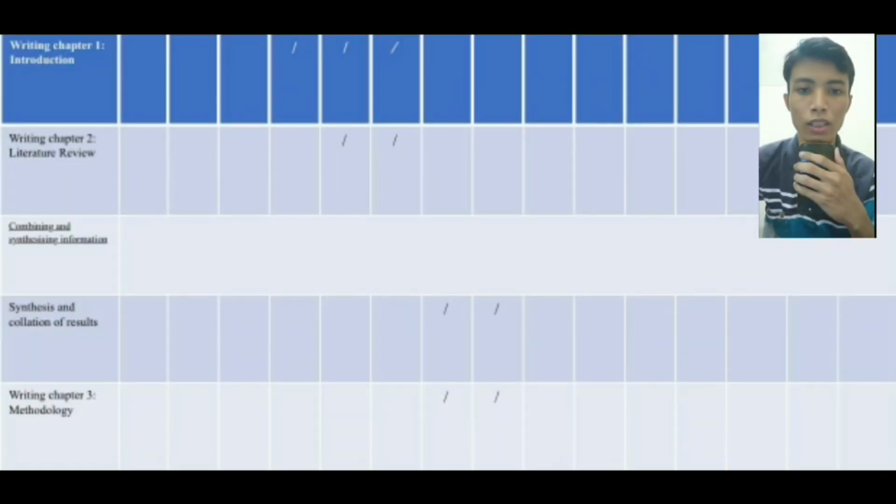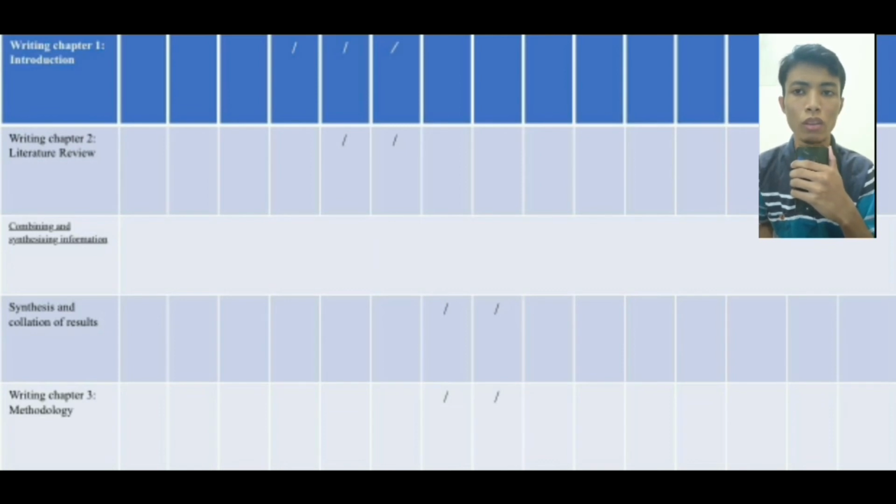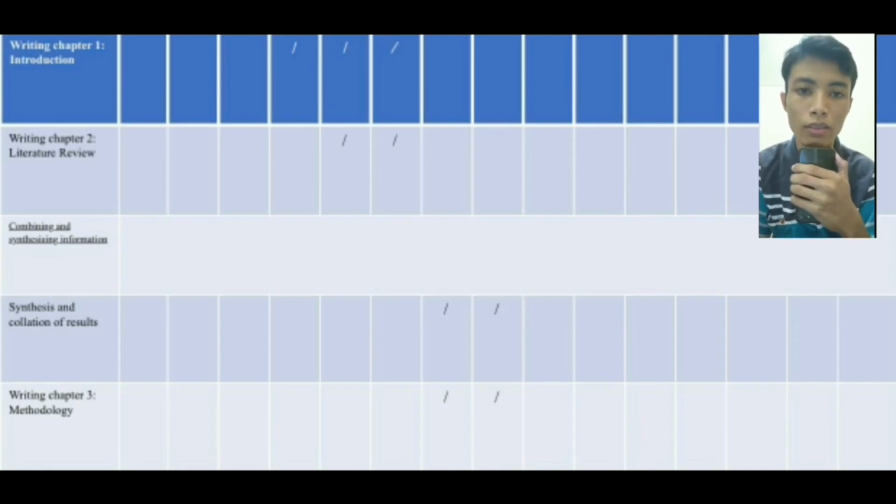Okay, thank you. Assalamualaikum. My name is Arif Azhad bin Ashari and my metric number is 23 DBT 18F 2031. In weeks 8 and 9 we will do combining and synthesizing information, where we will collect all the information that we can get from any sources such as journals, books or articles, and we will combine all the data to get our result.